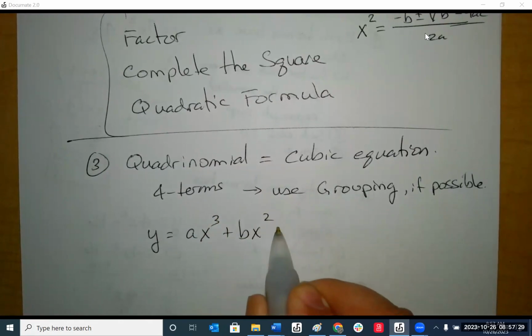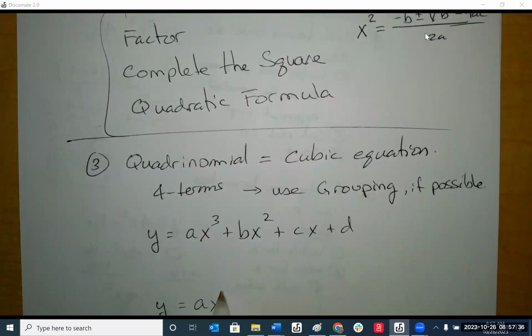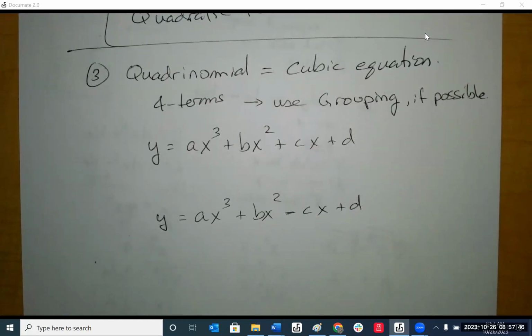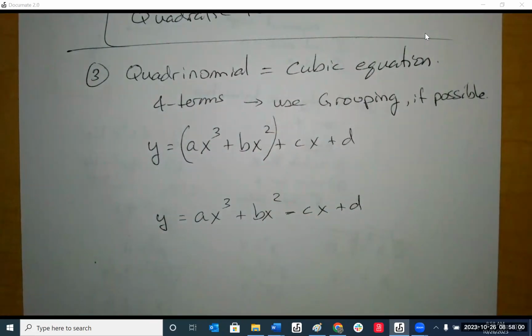So if you have a quadrinomial, we have 2 possibilities of what could occur here. Because when using grouping, we put parentheses around these things. So we put a parenthesis around the first 2 and a parenthesis around the second 2.